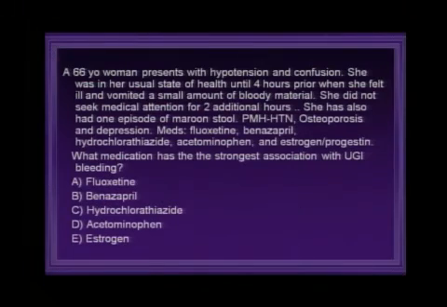A 66-year-old woman presents with hypotension and confusion. She is in her usual state of health until 4 hours ago when she felt ill and vomited a small amount of bloody material. She did not seek medical attention for 2 additional hours. She has also had 1 episode of maroon stool. Past medical history, hypertension, osteoporosis, and depression. She's on fluoxetine, benazepril, hydrochlorothiazide, acetaminophen, and estrogen plus progestin.